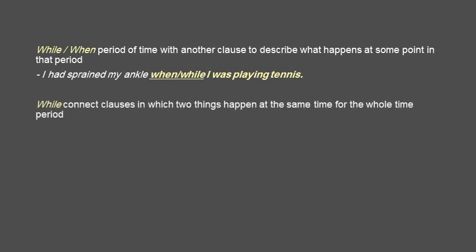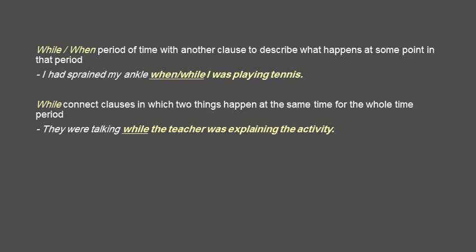We often use while to connect clauses in which two things happen at the same time, for the whole period of time. Here is an example sentence. They were talking while the teacher was explaining the activity. In this sentence, we have one action going on in the main clause, which is talking, and another going on in the while clause, which is explaining the activity. While connects the two actions, indicating that both talking and explaining the activity were happening at the same time and going on for the whole period of time.